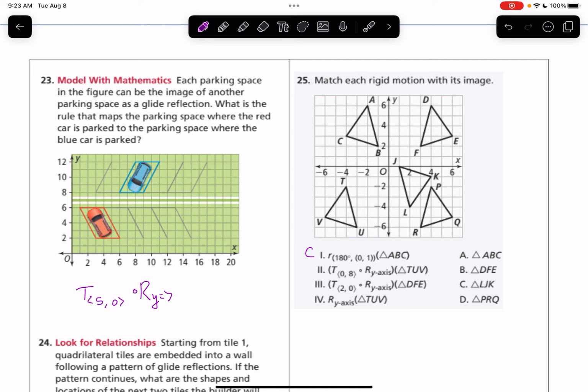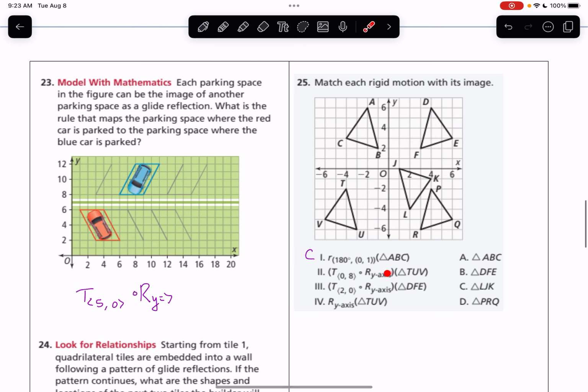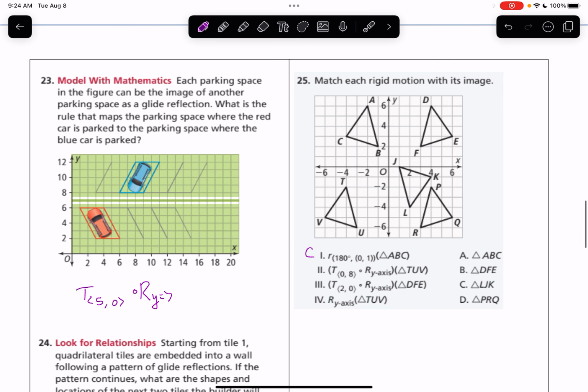Number 2, a translation, well first a reflection rather, across the y-axis, then a translation up 8 of triangle TUV. So let's find TUV. We are going to reflect it across the y-axis, and that's going to make it over here. So TUV is going to go to QPR, and then going up 8 from that is going to give us DFE. So that one is B.